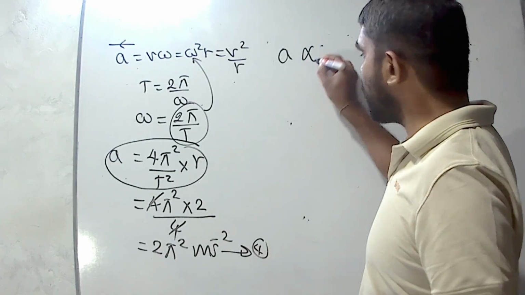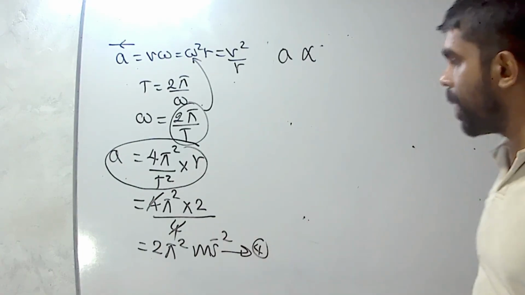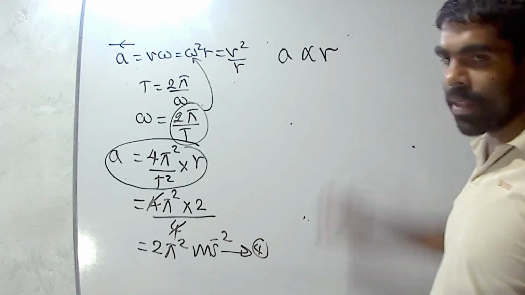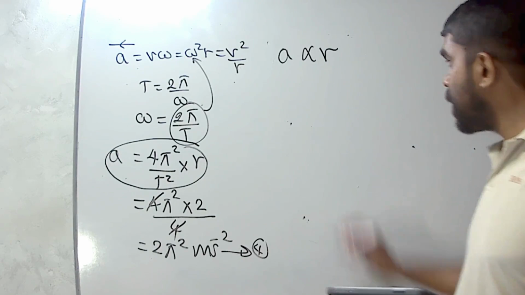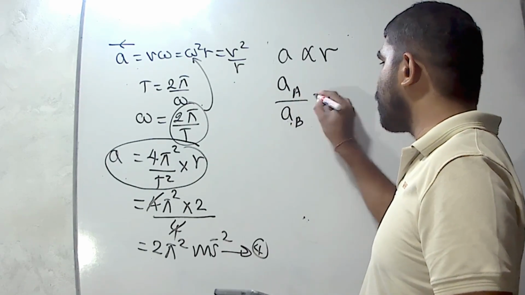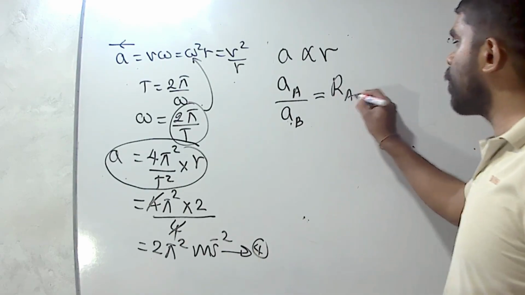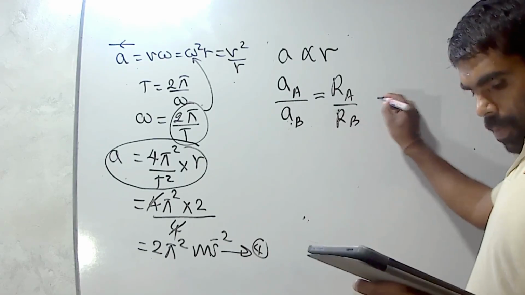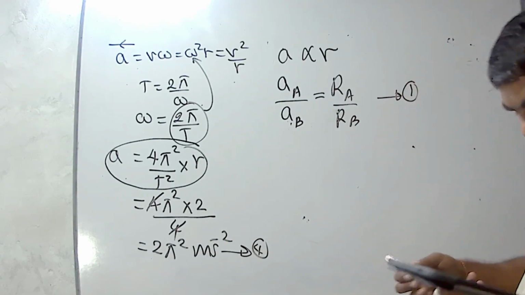Centripetal acceleration, with a constant period, is directly proportional to the radius of the path. Then centripetal acceleration of A divided by centripetal acceleration of B should be the radius of path A divided by the radius of path B. The first one is the correct answer.